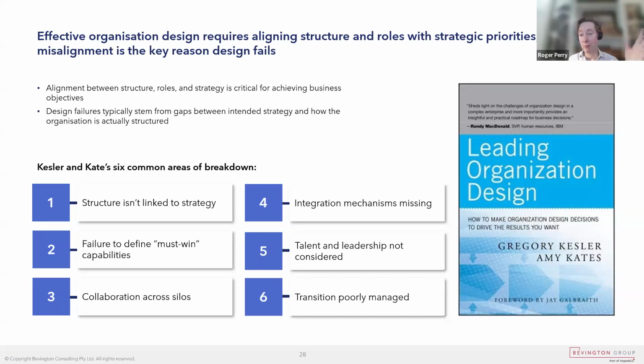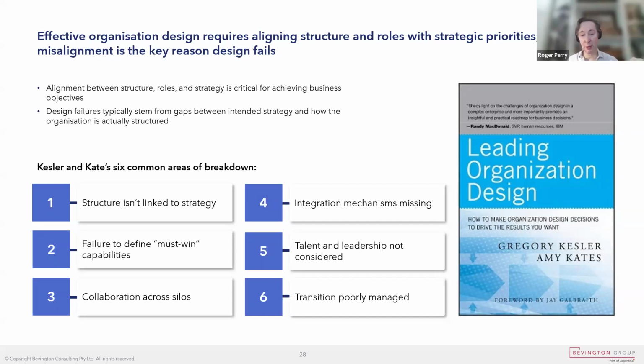So structure isn't linked to strategy. Okay, that's a reason for it to fail. It could be actually that strategy isn't clear or strategy is not distributed. People don't know their strategy. People don't know their sources of competitive advantage, and so don't make the right decisions. So failure to define must-win capabilities. Well, you can't be really outstanding at everything. So what do you need to be outstanding at, and where do you need to be just good enough?